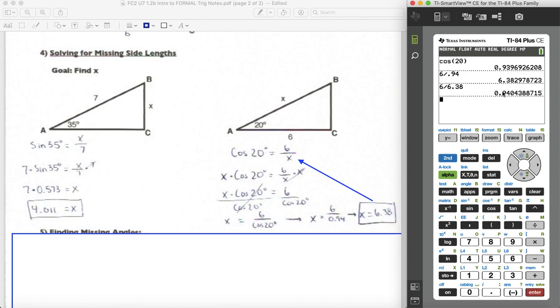And it sure does, and that is awesome news. That means that we did it correctly, because the cosine of 20 should equal this decimal, 0.94. So that means we did it right.